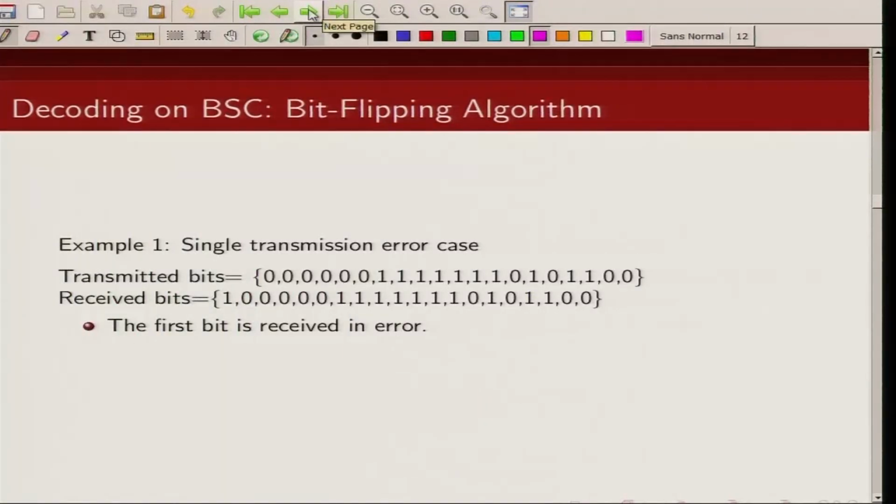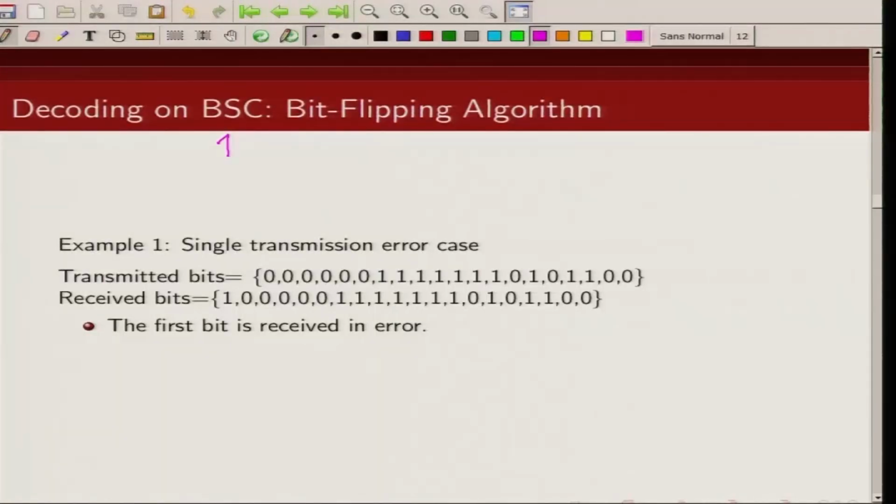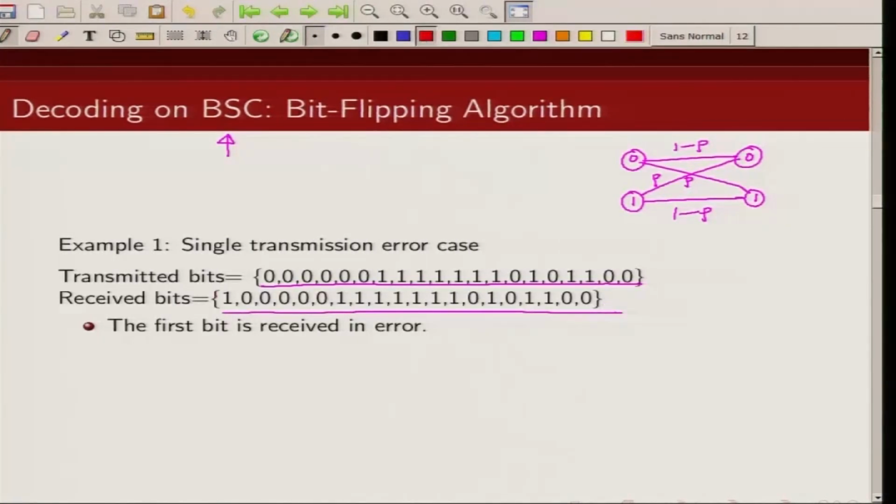Now let us look at how we can correct errors. So we are considering a binary symmetric channel. Again, recall what a binary symmetric channel is. There are 2 inputs, 0 and 1. With probability 1 minus p, you receive the bits correctly, and there is a crossover probability of bits getting flipped. So let us consider that we have transmitted this coded sequence, and what we received is this. So there is an error in the first bit location.